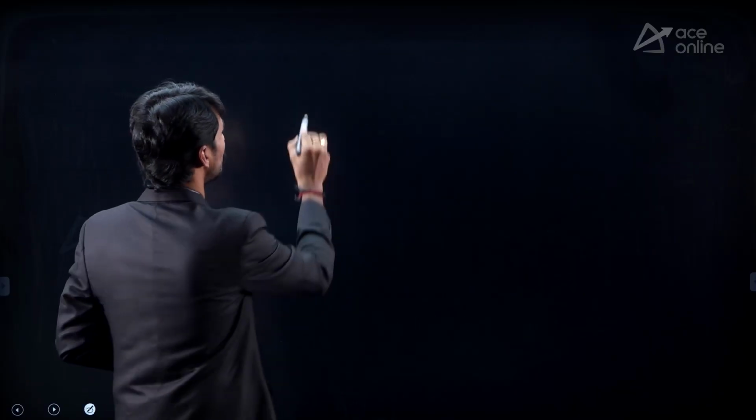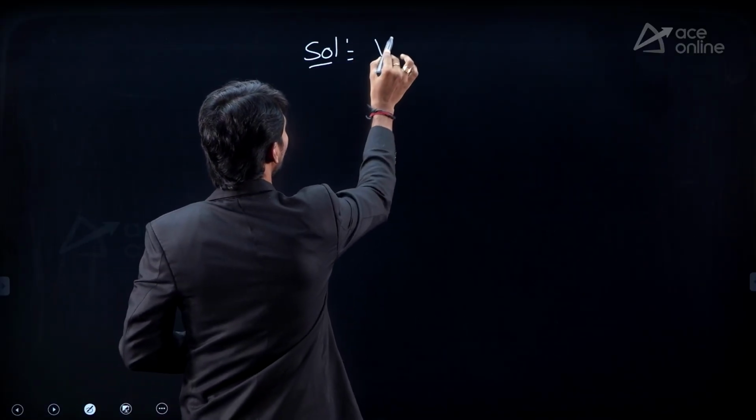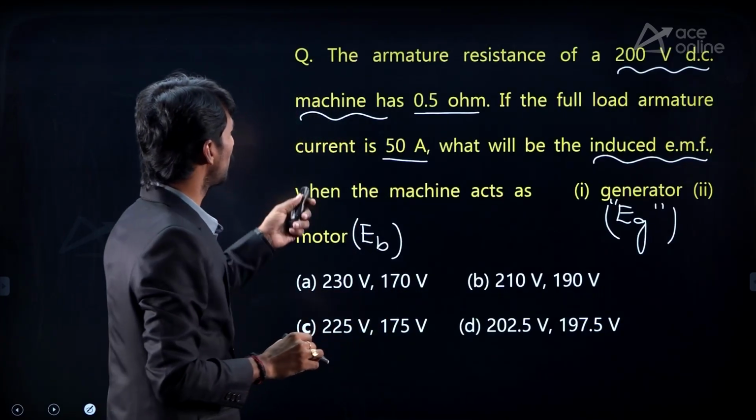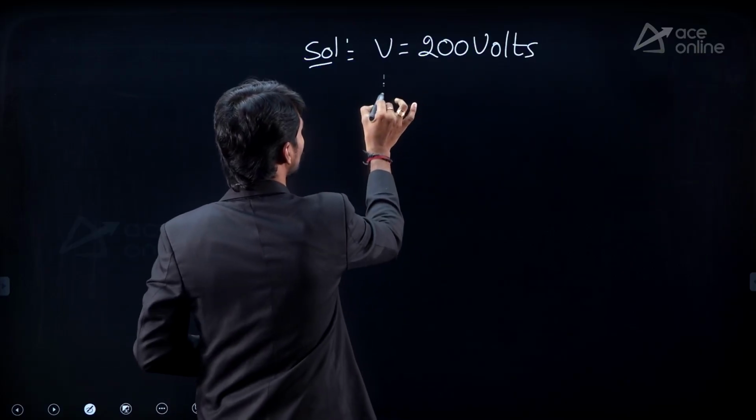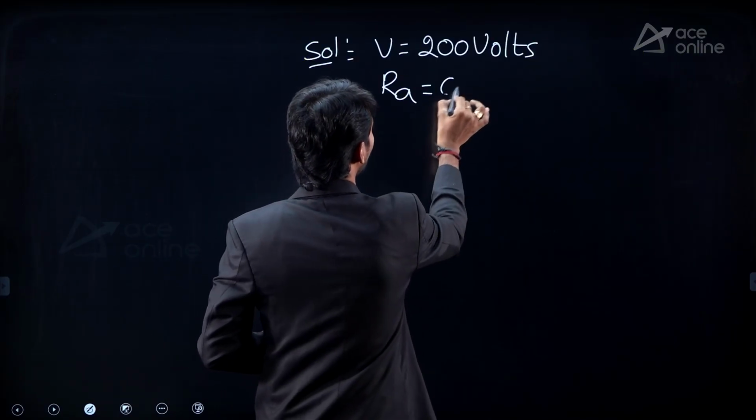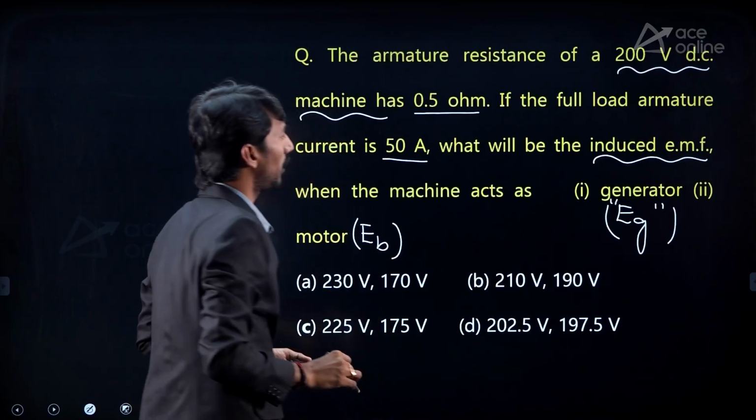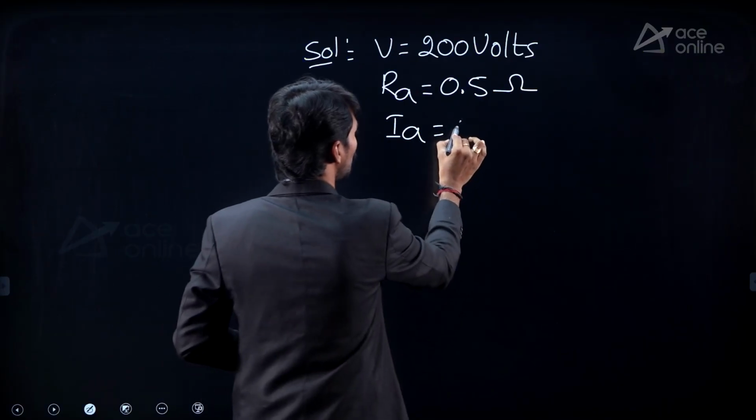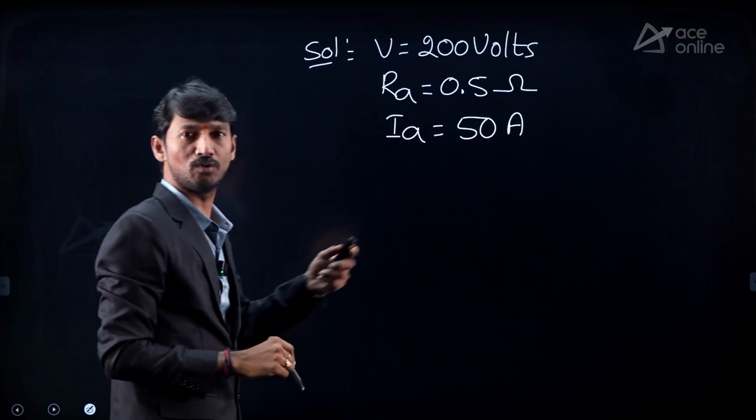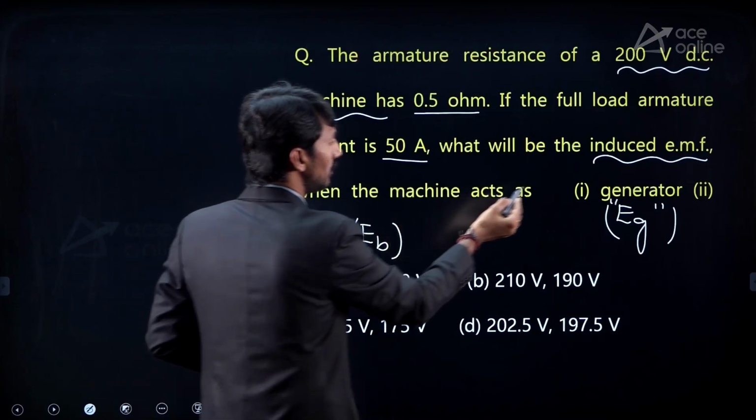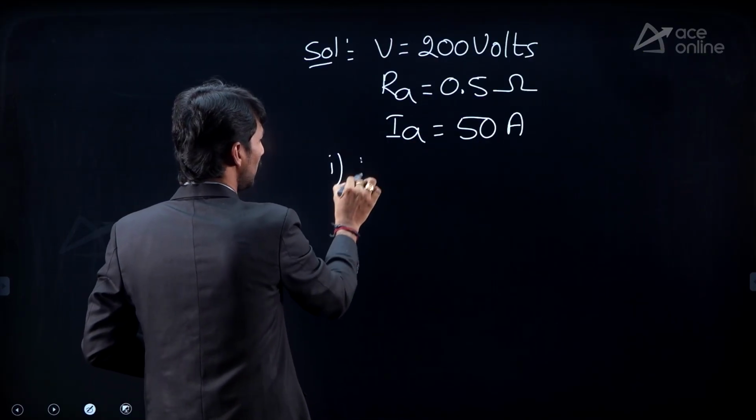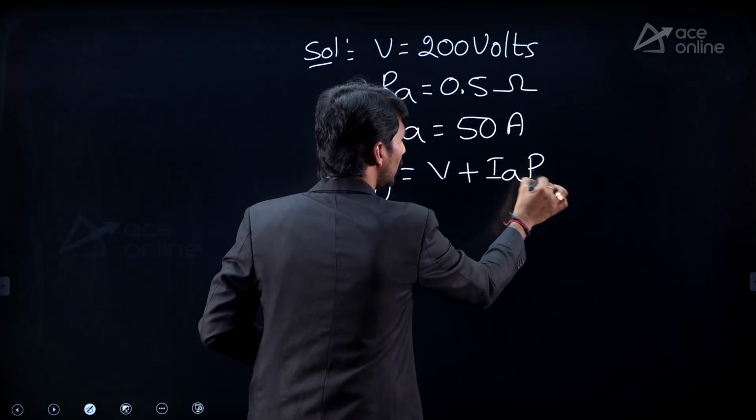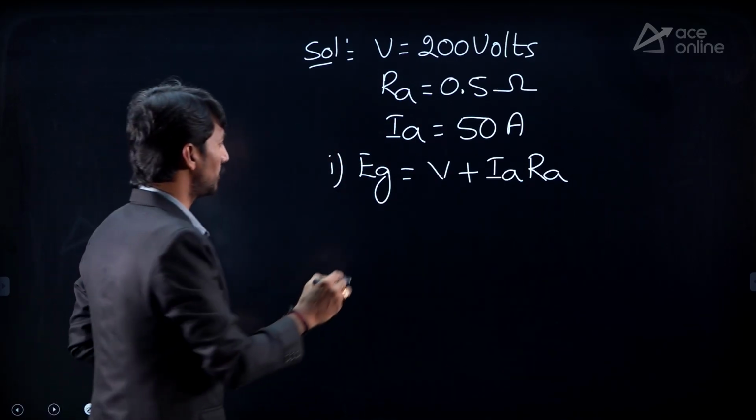Now let us write the data first. V is given as 200 volts. And the machine has armature resistance RA as 0.5 ohm. The full load armature current, so therefore, IA is equal to 50 amperes. Now, what is being asked? Generated EMF. Now I am taking the first one. Generated EMF EG is equal to V plus IA into RA. V plus IA RA, this is the formula.